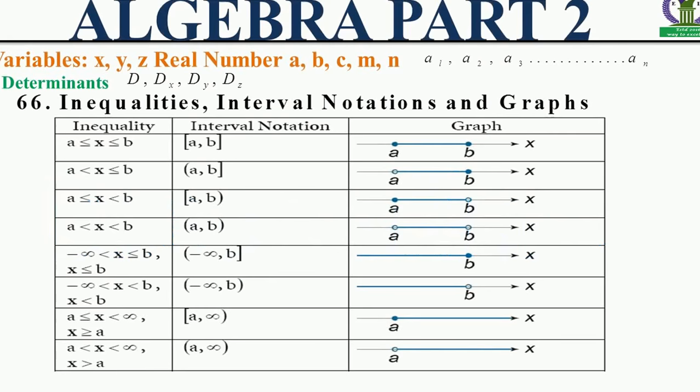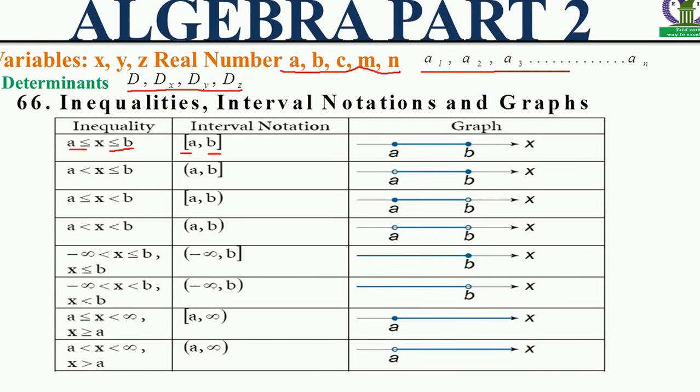Next is inequalities. In inequalities we have variables x, y, z, and real numbers a, b, c, m, n and a1, a2 up to an. We have four determinants D, Dx, Dy and Dz, and inequalities with their intervals and graphs respectively. First, if x is greater than or equal to a and less than or equal to b, then the interval has a included and b also included, so the graph goes from a included up to b included.